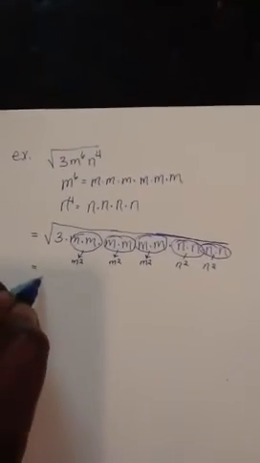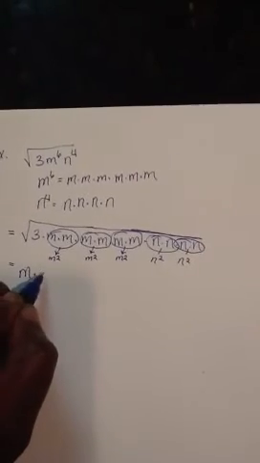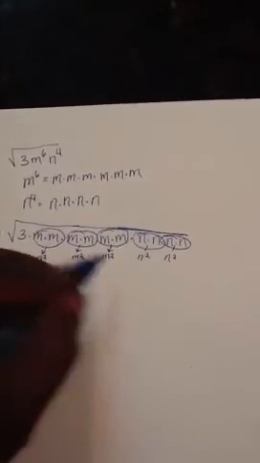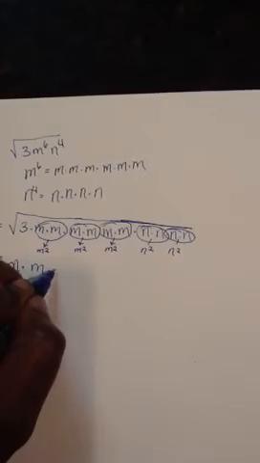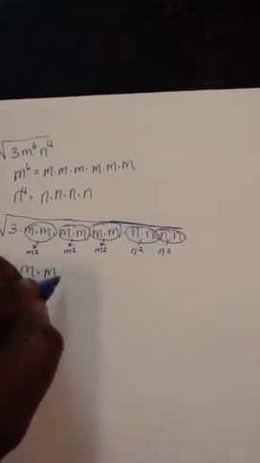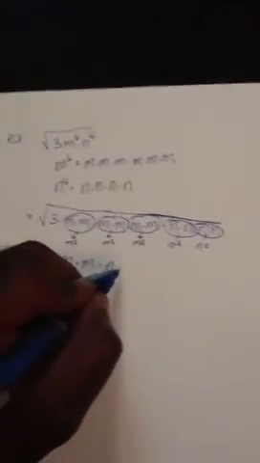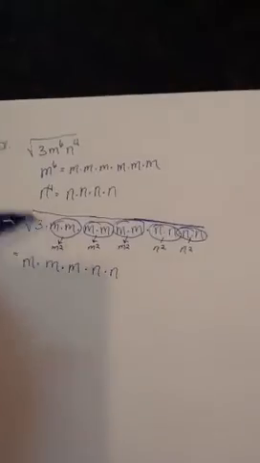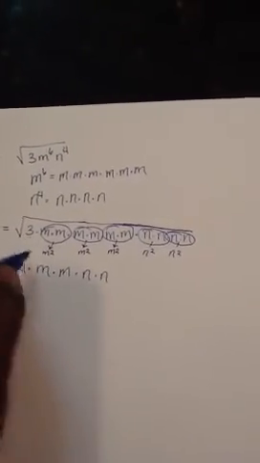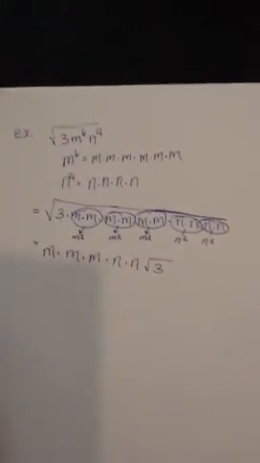Well, we're going to do the same thing we did before. Okay? The square root of m squared is simply m. The square root of this m squared is simply m. The square root of this m squared is simply m. The square root of this n squared is simply n. And the square root of this n squared is simply n. Okay? We didn't circle 3, so the 3 stays under the square root.